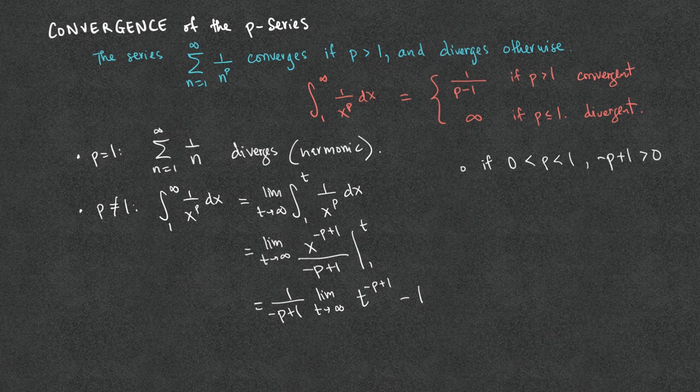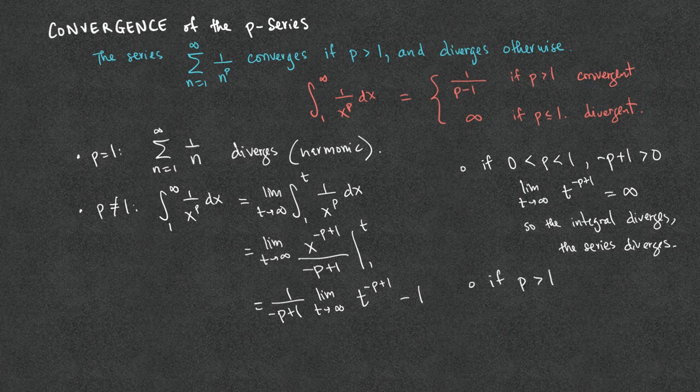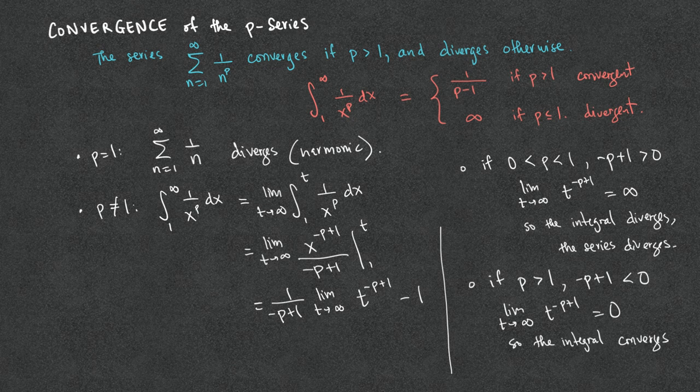If p is between 0 and 1, negative p plus 1 is positive, so the limit is infinity, and so the integral diverges. By the integral test, the series diverges as well. The other case is when p is greater than 1. Negative p plus 1 is negative, and so the limit of t to the negative p plus 1 is 0 as t goes to infinity, and so the integral converges, so therefore the series converges by the integral test.